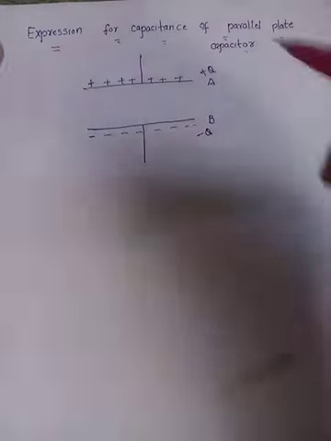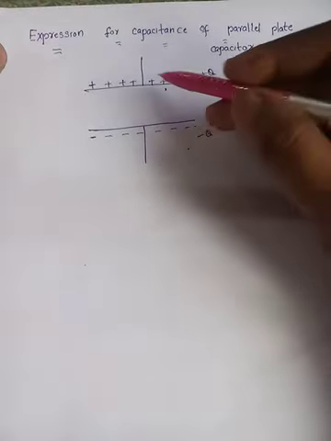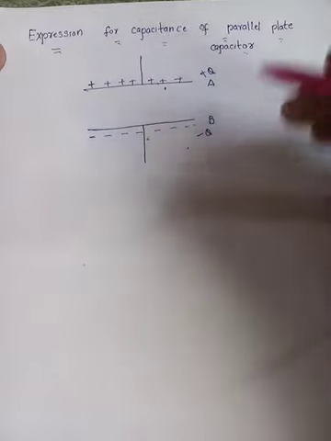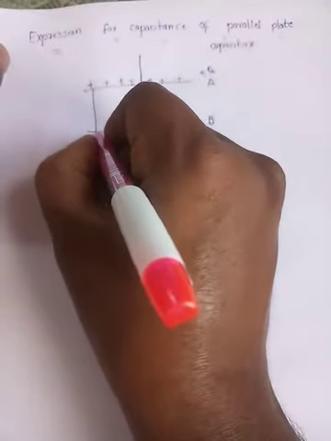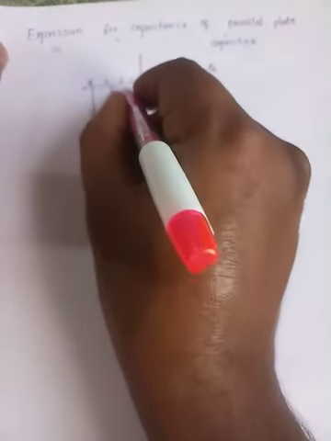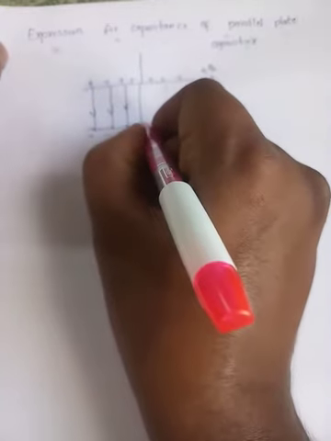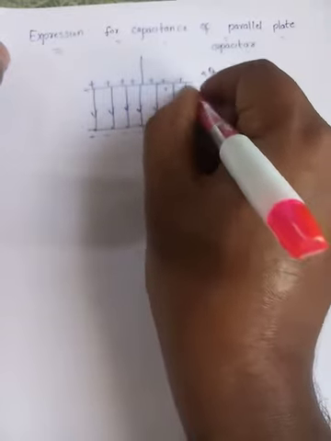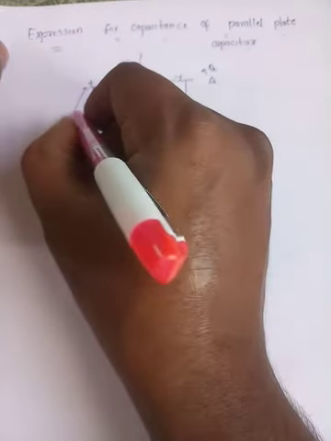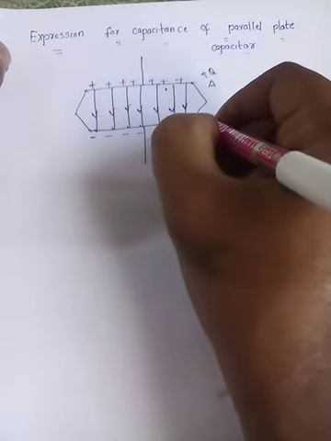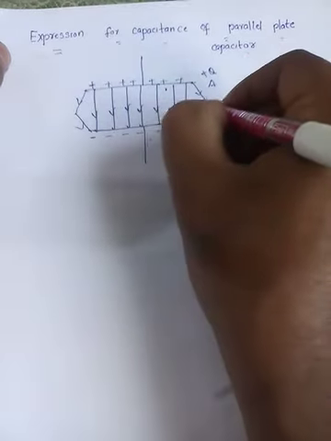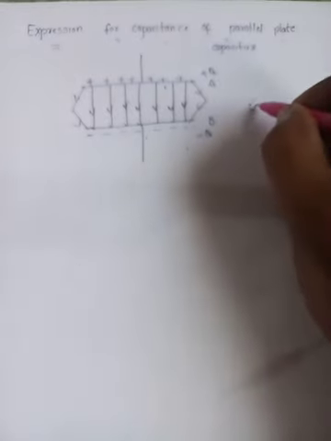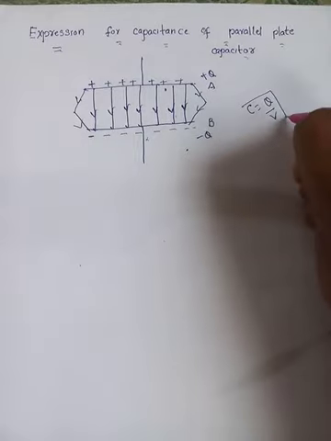Now, as we know that this is the positive plate and this is the negative plate, the electric lines of force for the positive plate are outwards, whereas for the negative plate they are inwards. Finally, the lines of force move from where to where? As we know the properties of lines of force, they move from positive to negative. So we have to derive the expression for what? Capacitance. Capacitance is equal to what? C is equal to Q by V.